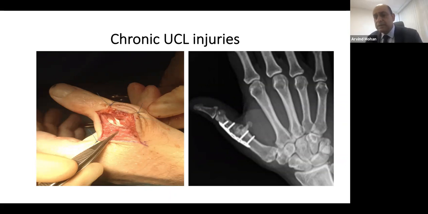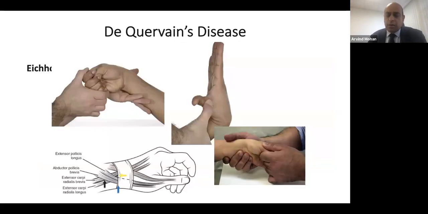It's only when they present late and have underlying arthritis that you have to start thinking in terms of fusing this joint. So again, it's important from a clinical point of view to have a high index of suspicion with these injuries so that they can be picked up early and treated when it is relatively simple to treat, rather than when it becomes more chronic.